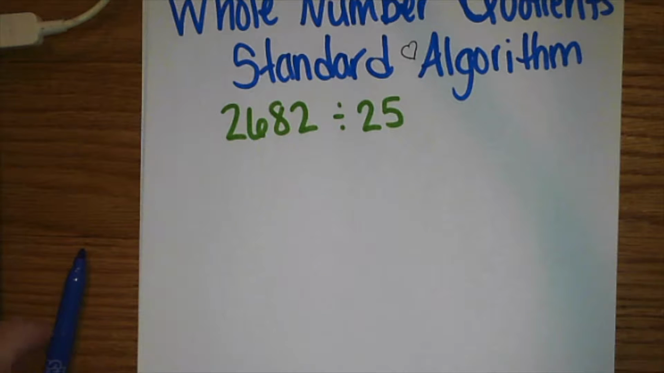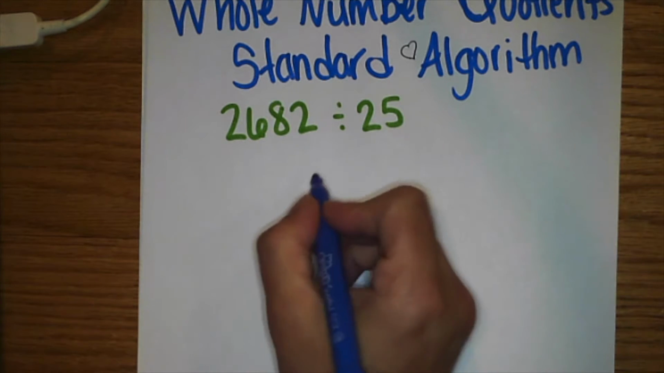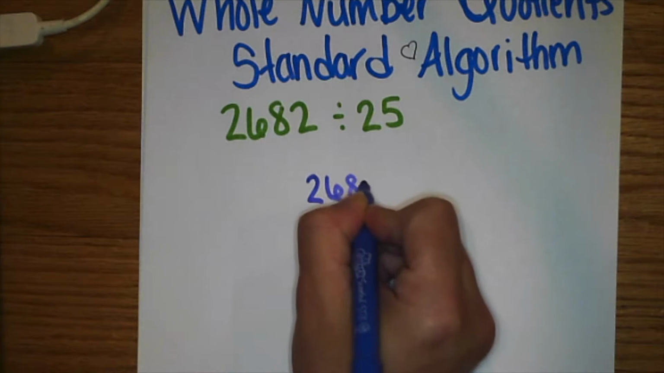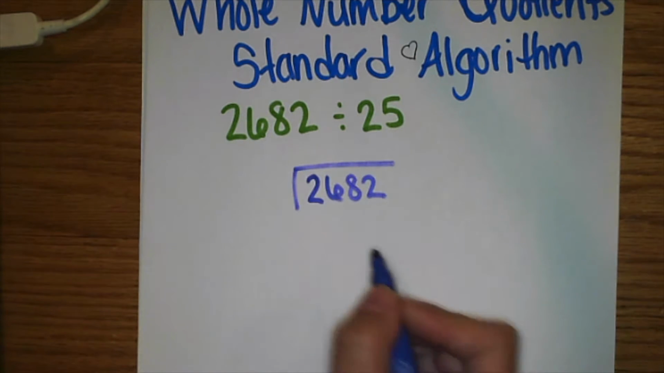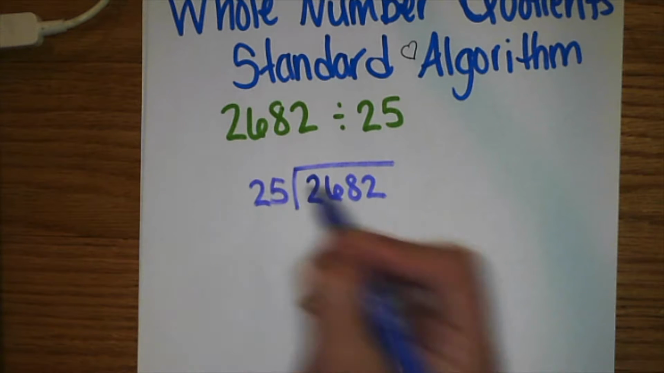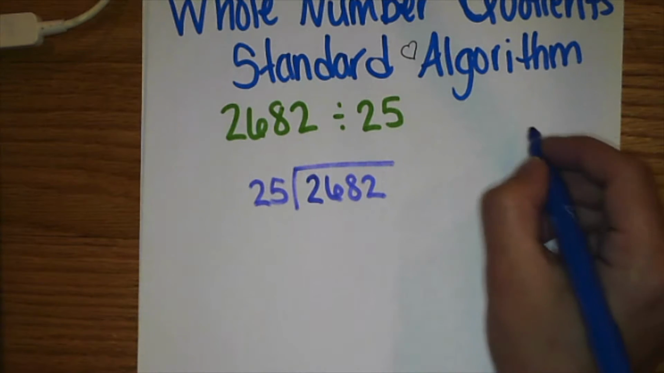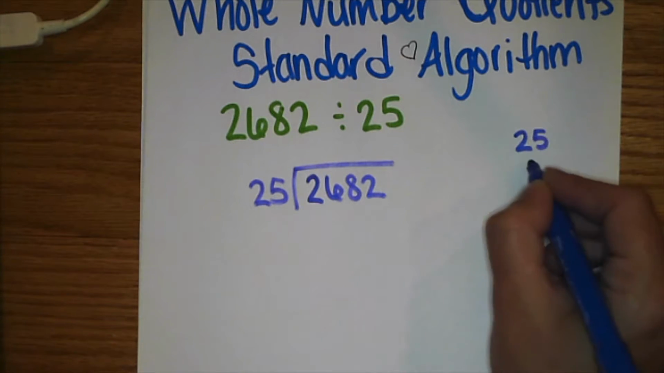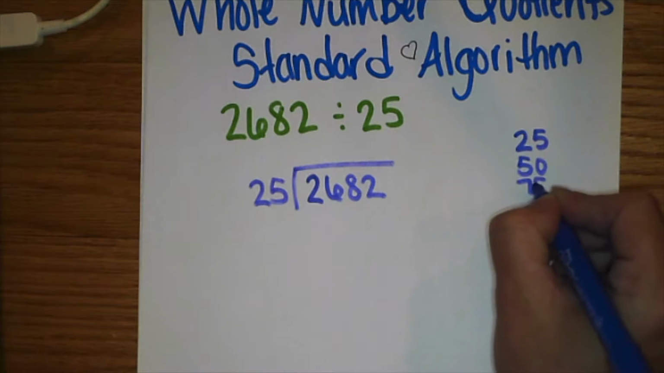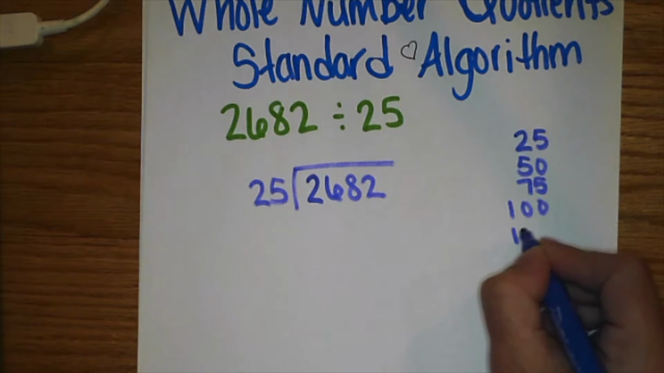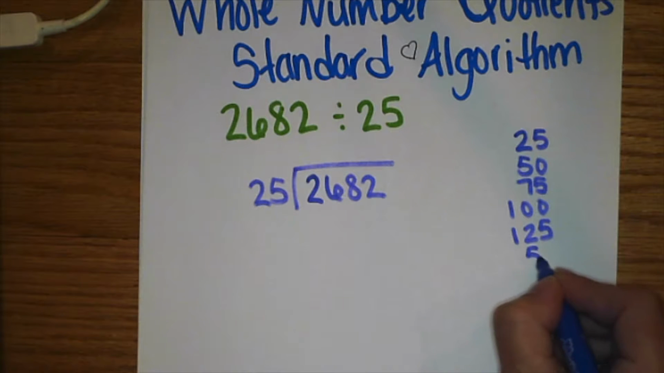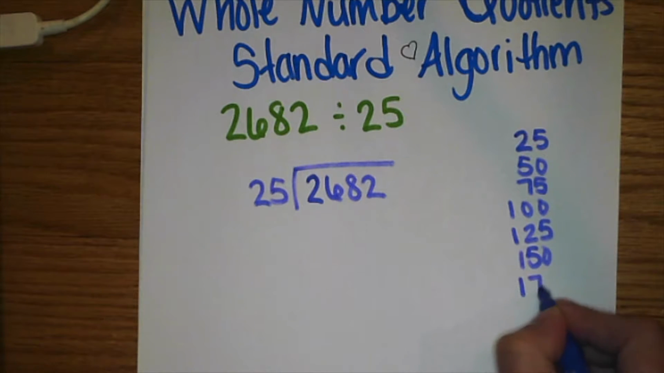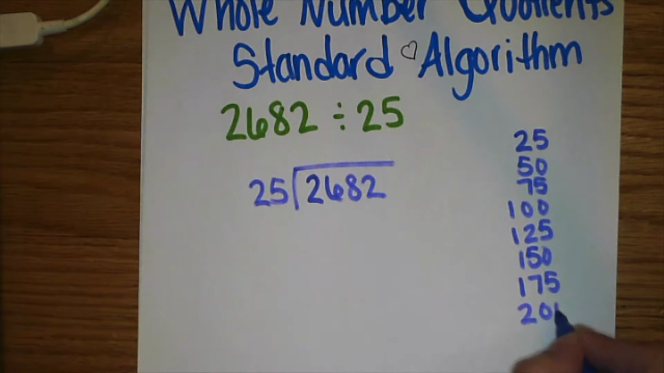So let's get started. We have 2,682 divided by 25. We're going to take this first number and put it in the division house. The 25 is going to go on the outside. And before I go any further, I'm going to come off to the side and do my skip count by 25 because it helps me start thinking about 25. It gives me some information about 25. And now I'm going to jump right in.